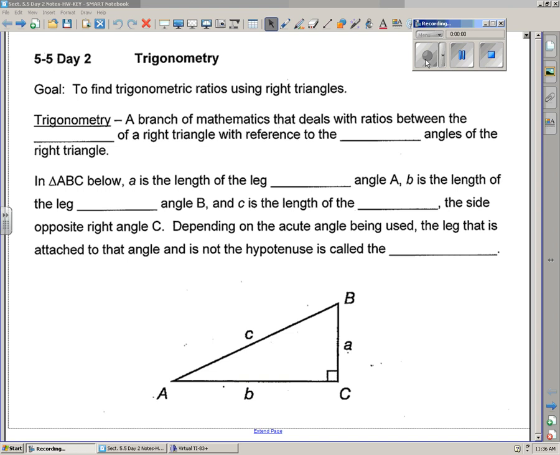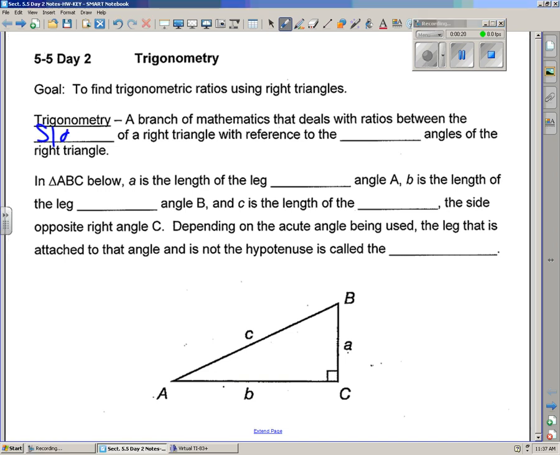So we are going to start with trigonometry today, and we're going to find trigonometric ratios while we use right triangles. What I guess you need to know is that trig is just a branch of math that deals with the ratios between the sides of a right triangle with reference to the acute angles of a right triangle.